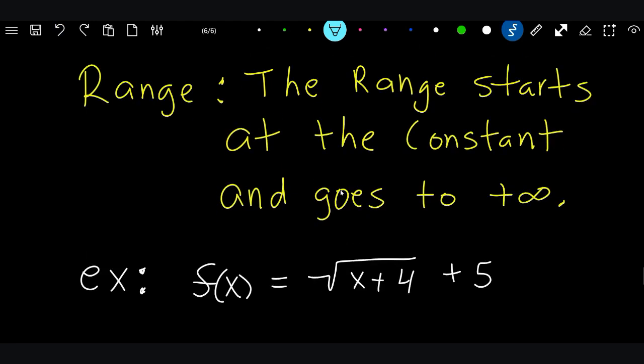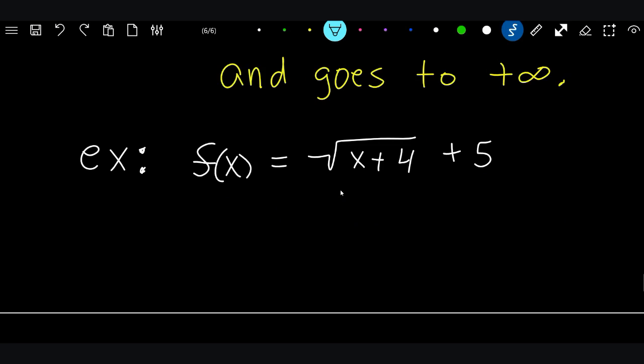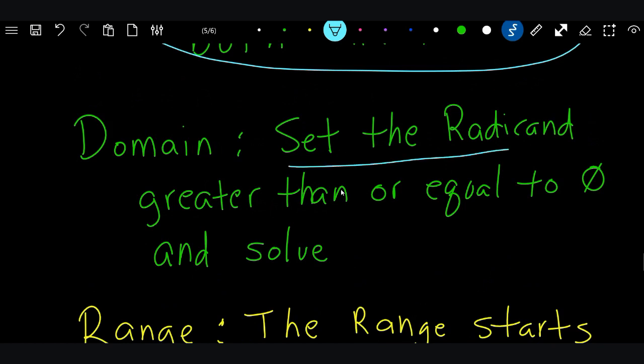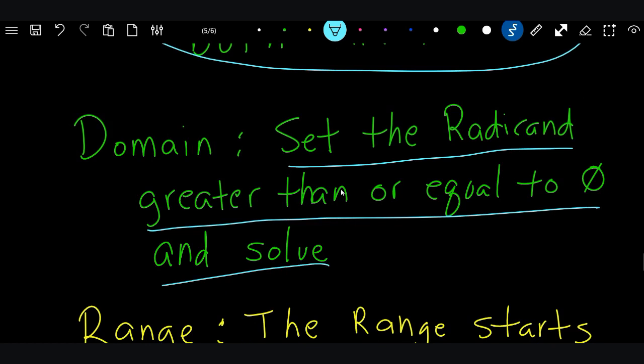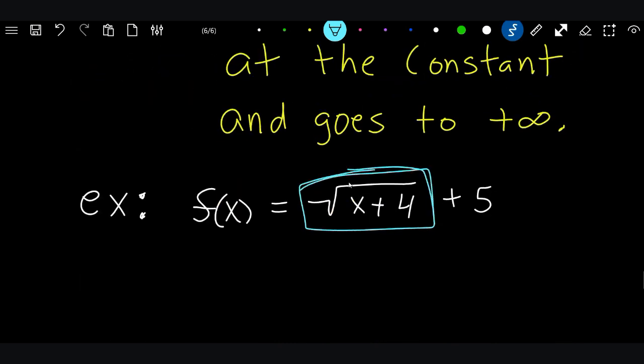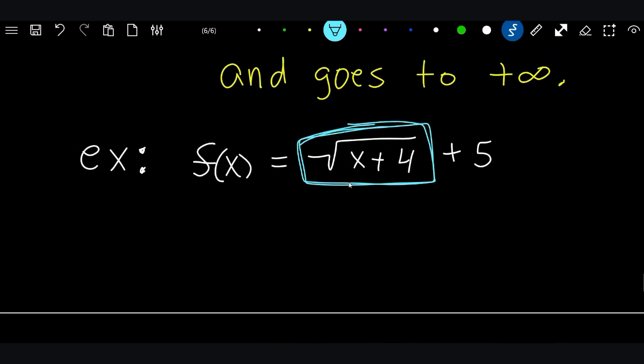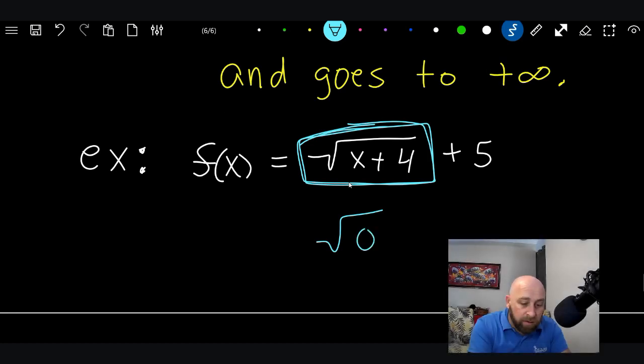Here's the trick. If you're looking for the domain, take this right here, set the radicand greater than or equal to 0 and solve. That's the trick for finding the domain of a radical function. So let's take the radicand, this right here, and we're going to set it greater than or equal to 0. Why? Because it has to be positive. It can be 0. You could have the square root of 0. That's fine. That just equals 0. Okay? But what you can't have is the square root of a negative number. That equals imaginary. So we can't have an imaginary number right there.